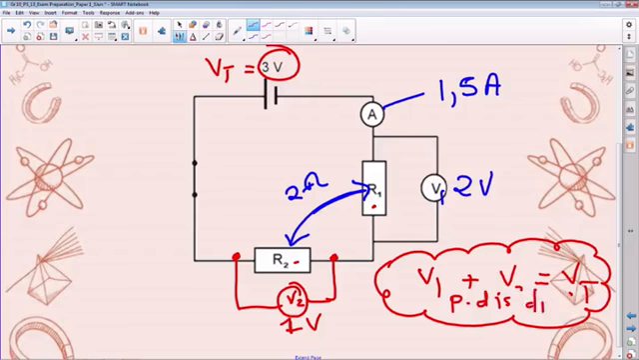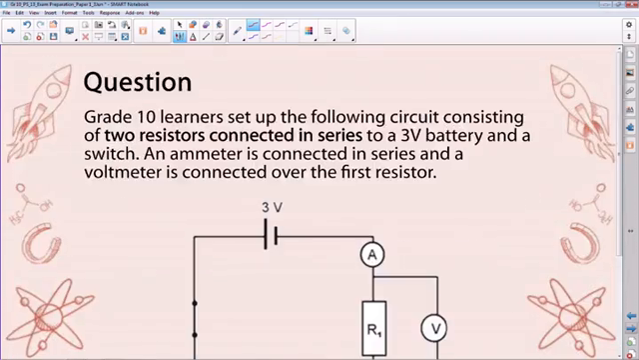PD is divided in any series circuit, because it is a series circuit, right? Okay, that's it. Let's go to the next question.